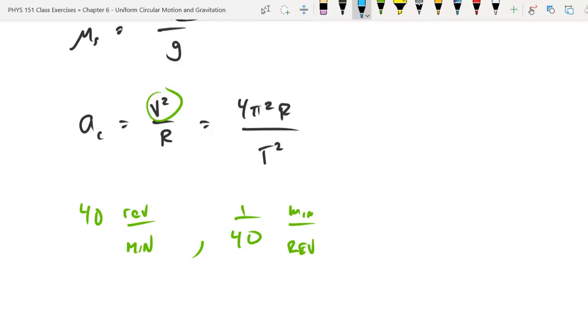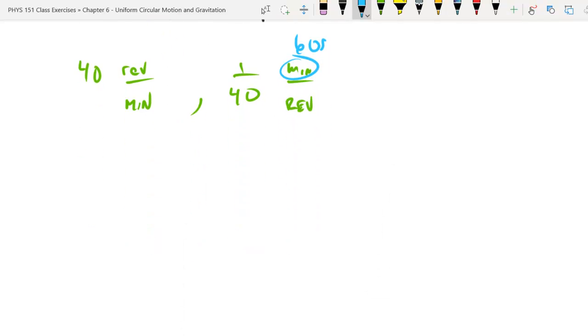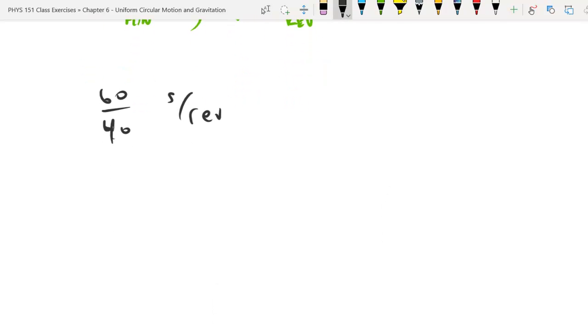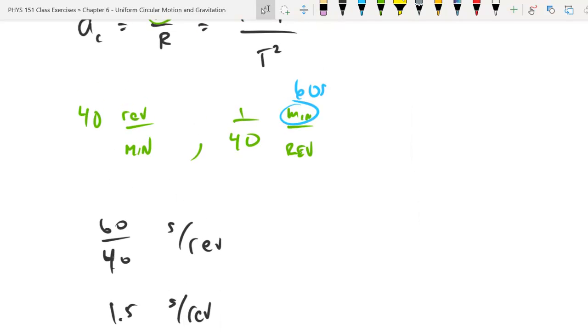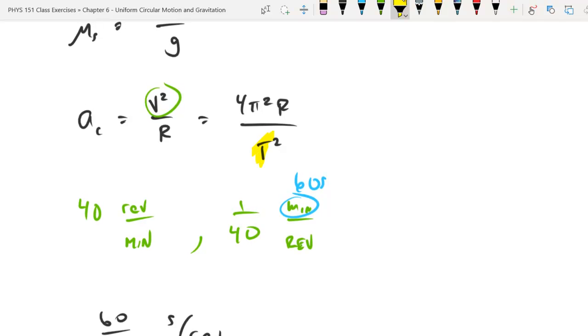But let's do seconds. And I know that a minute is 60 seconds, right? And so I can say this comes out to 60 over 40 seconds per revolution. So 60/40ths of a second per revolution, or this comes out to 1.5 seconds per revolution. For 40 revolutions per minute, that means 1.5 seconds for each revolution, which is what the period is. Period is the time for one revolution. So this is 1.5 seconds.